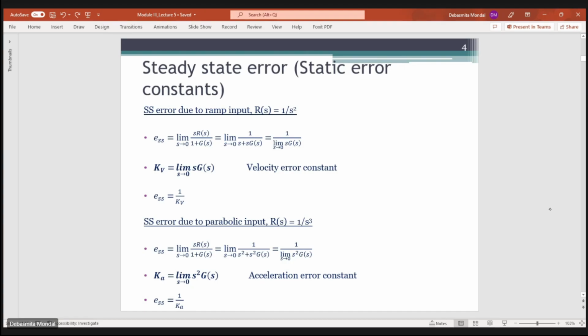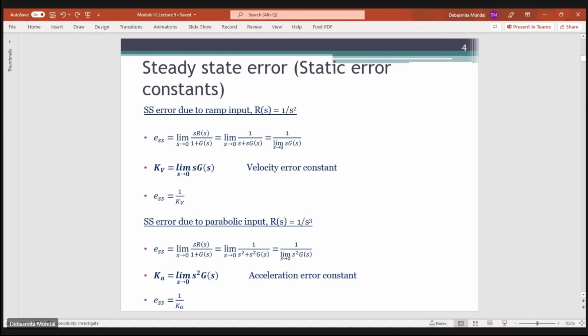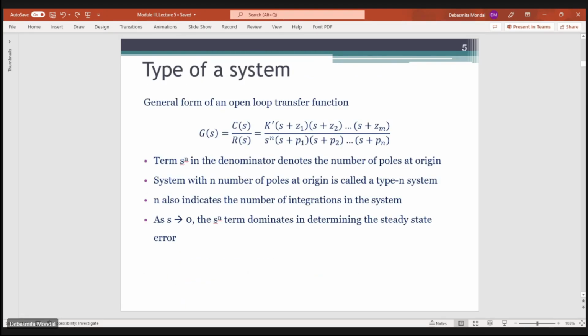Similarly, when you have a parabolic input, you can find that the steady state error will be equal to 1/limit s tends to 0 of s²G(s), and this is known as the acceleration error constant. So we have three static error constants. One is the position error constant, which you get when you excite the system with a step input. Then you have the velocity error constant, where you excite the system with a ramp input. And in case of the acceleration error constant, the input you provide to the system is parabolic in nature.